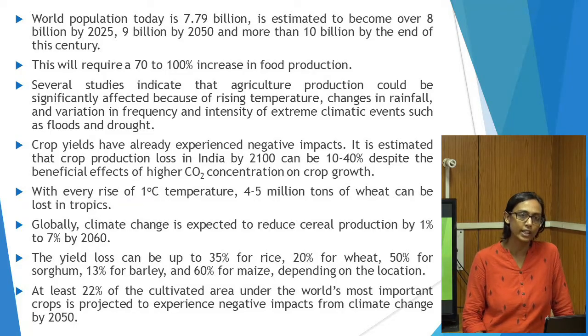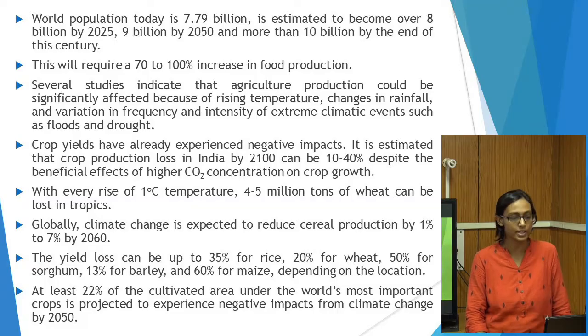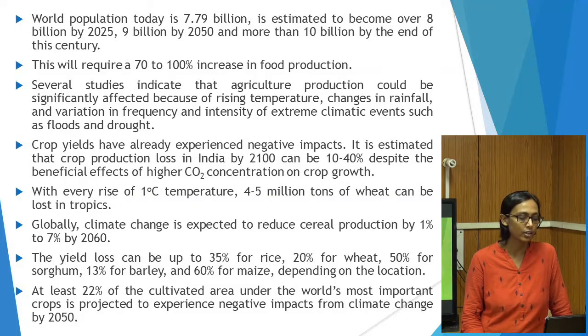With every rise of 1 degree centigrade temperature, 4 to 5 million tons of wheat can be lost, especially in tropics. And globally, climate change is expected to reduce cereal production by 1% to 7% by 2060. The yield loss can be up to 35% for rice, like 20% for wheat and all. At least 22% of the cultivated area under the world's most important crops is projected to experience negative impacts from climate change by 2050.